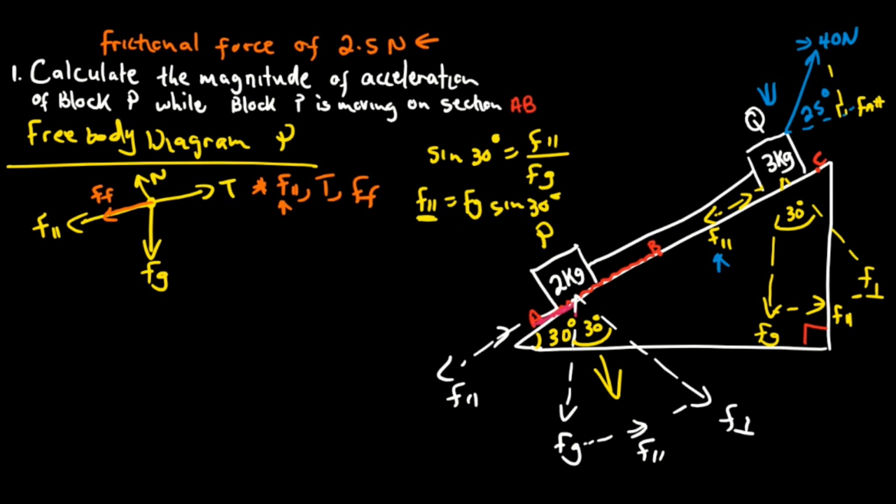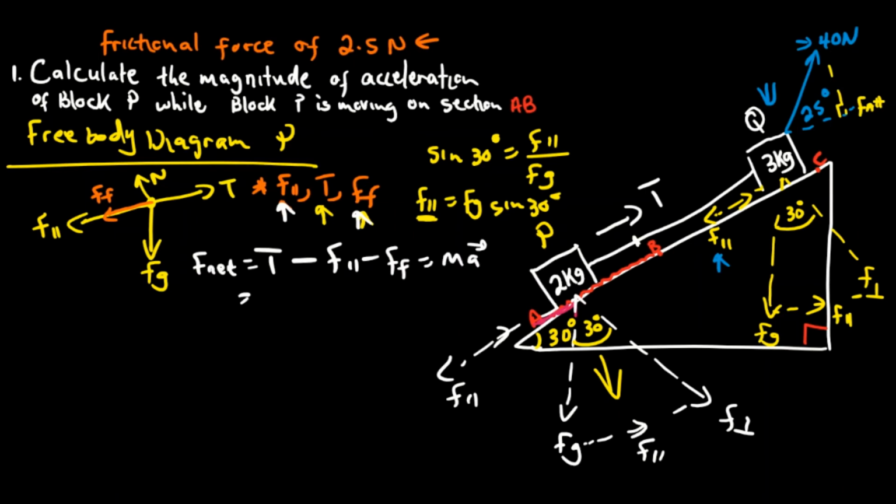So now, because we don't know the tension and we know the frictional force, we can find our F net. So our F net is equal to, so we have to look at the dominant force of the system, because the system overall we know is going upwards. And this is the tension, so meaning that the tension is dominant compared to these other forces here. So it's going to be tension minus the F parallel minus the frictional force is equal to MA, right? So the tension minus, so we have the F parallel, this one here, which is F of G sine of 30 degrees, minus the frictional force.